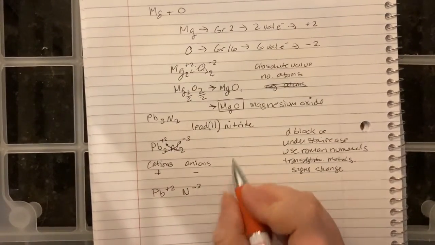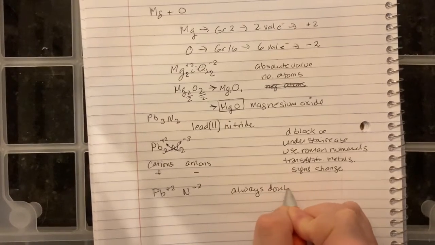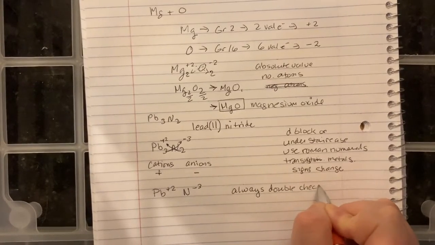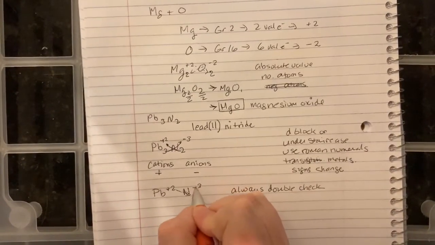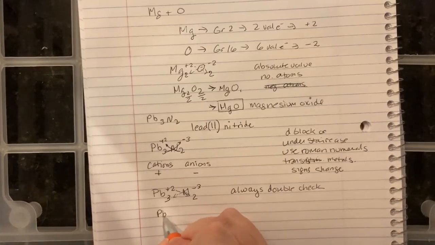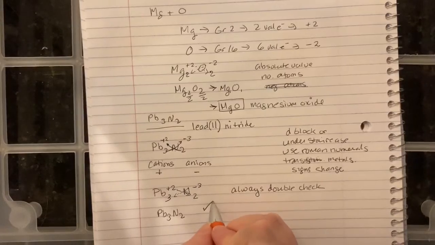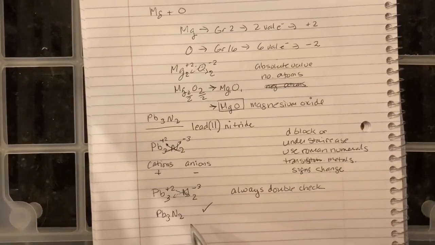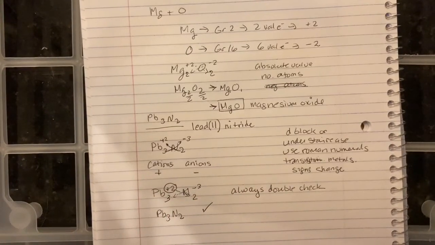Nitrogen has a -3. Now you always go back and double check. So the 2 gets crossed down here. The -3 gets crossed down here and becomes just a 3. I rewrite Pb3N2. That matches what I started. That means I got it right. If this did not work, then go back and try a different number in your lead.